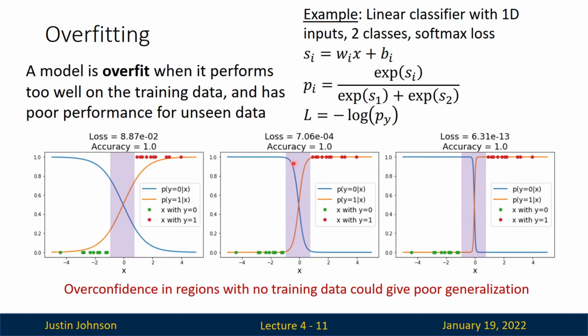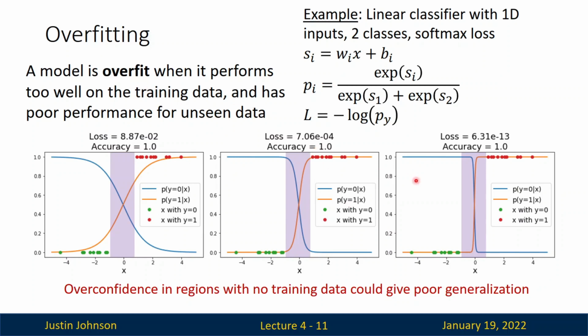And if I slightly change the weight here and generate this curve, the accuracy is totally the same, but the loss is slightly reduced. And if my curve looks like this, the loss is even smaller, but which is better? It's hard to say.